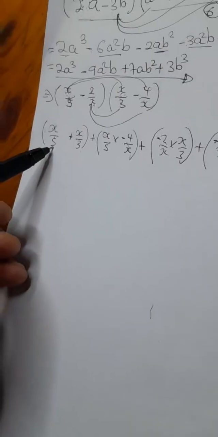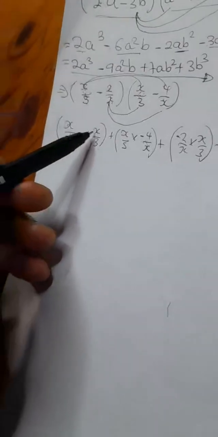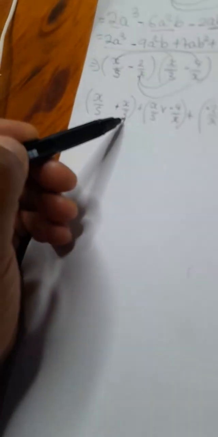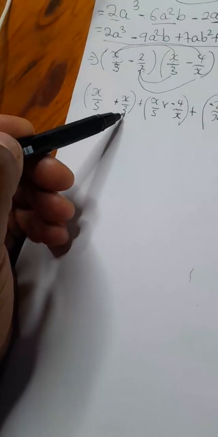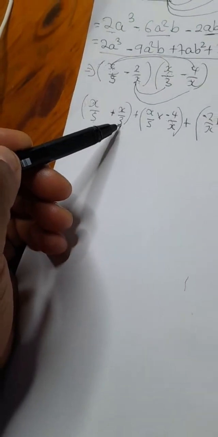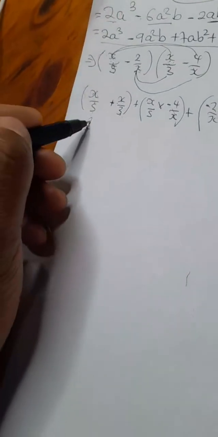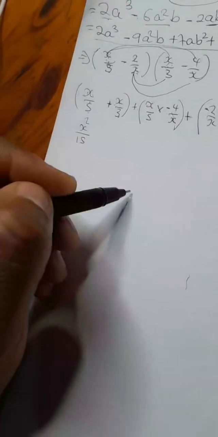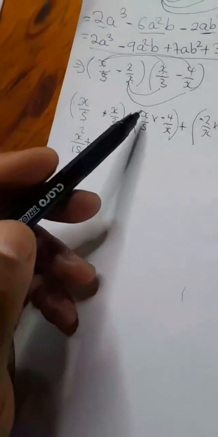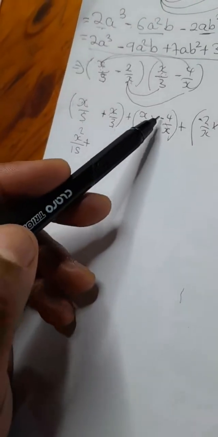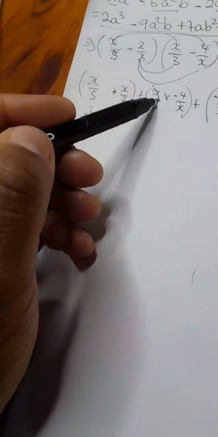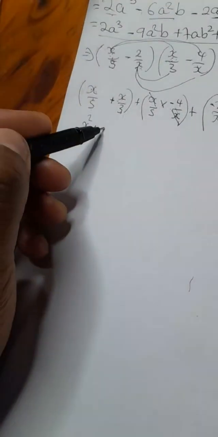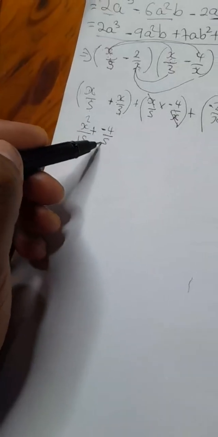Now, x over 5 multiplied by x over 3. X times x, x squared over 15, plus x over 5 multiplied by minus 4 over x. We have x on the numerator, we have x on the denominator. So the two can cancel each other, and we are left with negative 4 over 5.